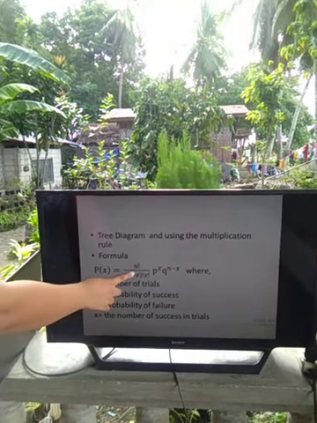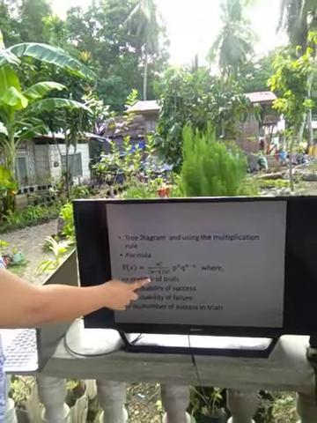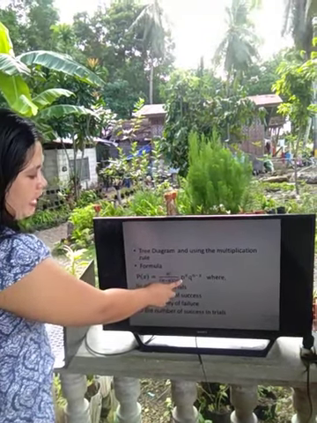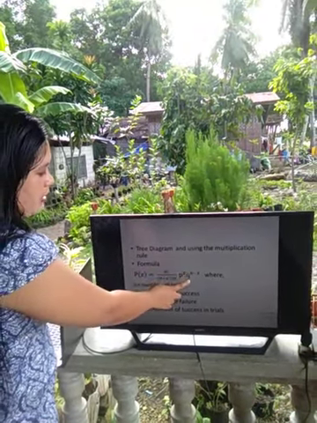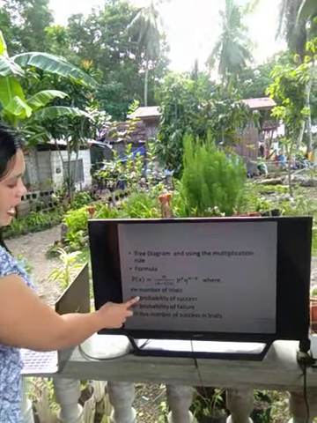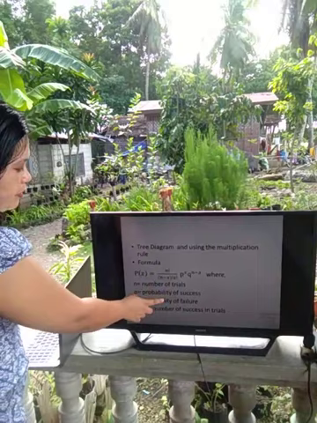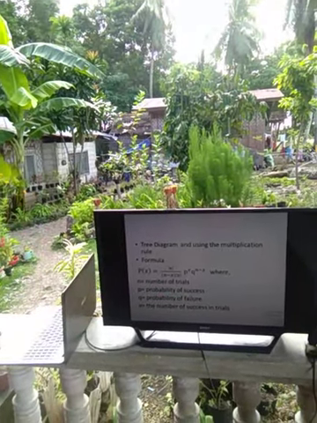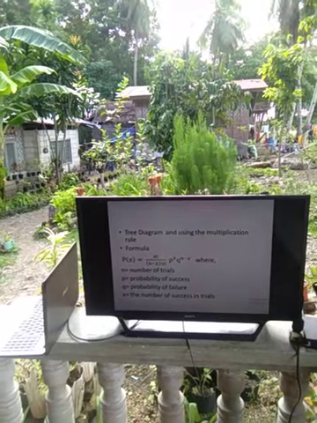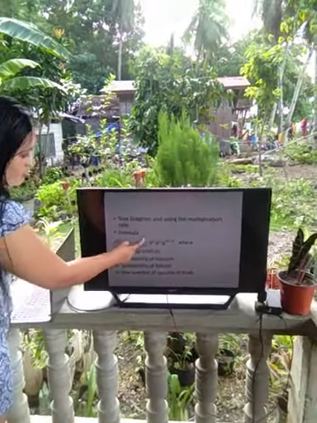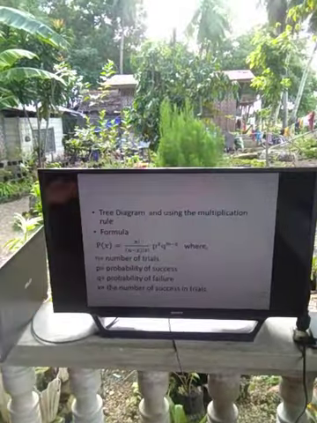P(x) equals n factorial over (n minus x) factorial times x factorial, times p to the power of x, times q to the power of n minus x, where n is the number of trials, p is the probability of success, q is the probability of failure, and x is the number of successes in n trials. Notice that this is the formula of a combination.